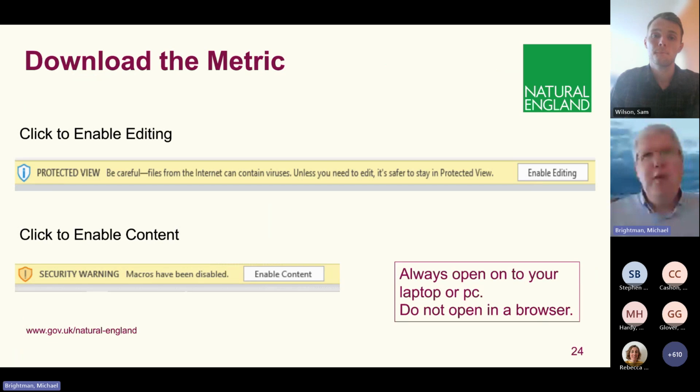Once you download it, it's important to click to enable editing and to enable content. And it's also important that you always open it on your laptop or PC and don't open it in a browser. If you open a metric in a browser, then it won't have full functionality.